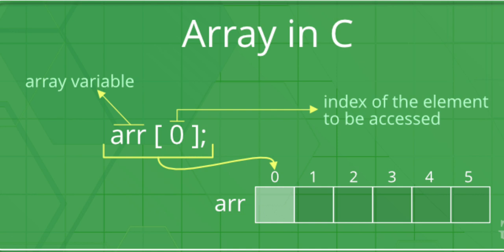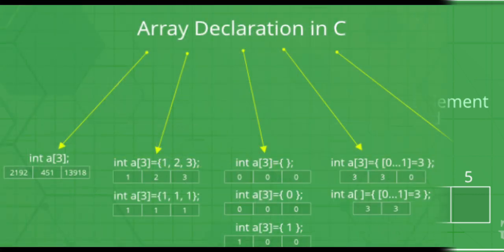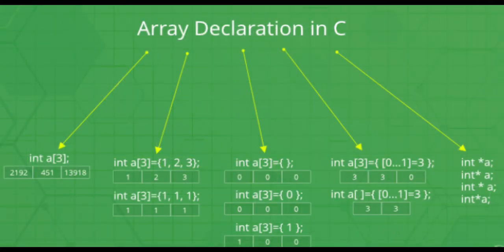So let's see the declaration of arrays. Here you see a bunch of array declarations, the million ways to declare an array. Right now you can see int a[3]. So what exactly is int a[3]? It is nothing but an array of size 3, which means it can store 3 values. Just like the pictorial representation given here, it is storing 3 values.